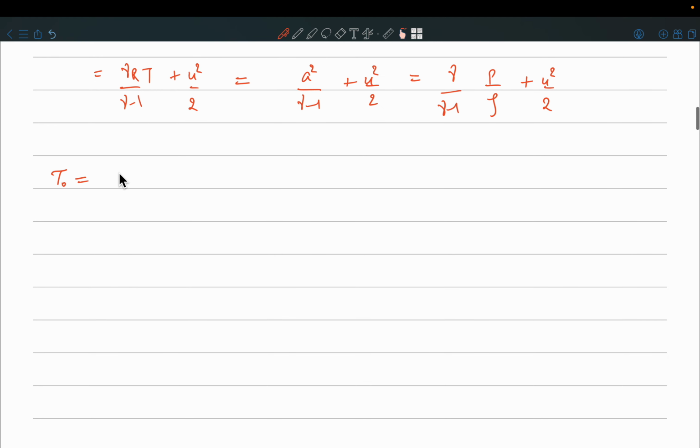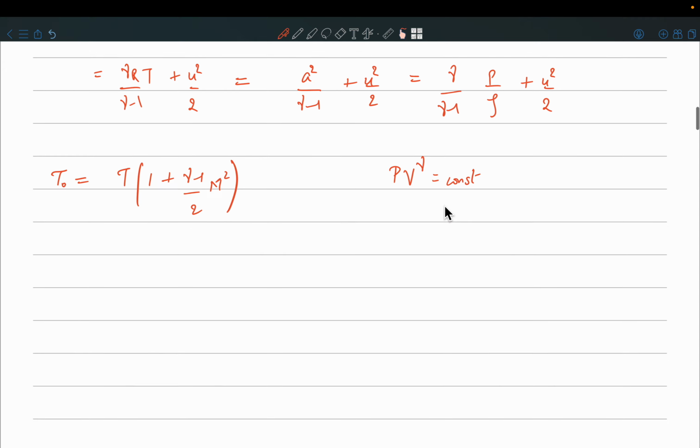T naught related to T. What is it? T naught is T times 1 plus gamma minus 1 by 2 m square. Okay, and last time, if you remember, we discussed this PV power gamma is constant and so on.